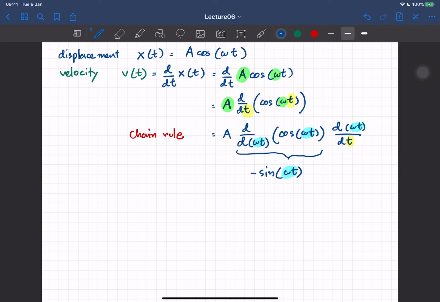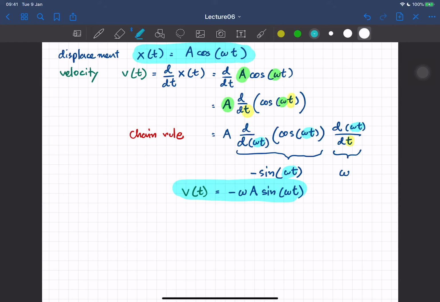And the second term is easy because omega is actually just a constant, right? So differentiating a constant times t by dt, you just get omega. So this term just gives you omega like this. So all together, you have the velocity from direct differentiation of the displacement. It's going to be minus omega, then a, and then sine omega t. So this is the velocity given that the displacement is given by a cosine omega t.